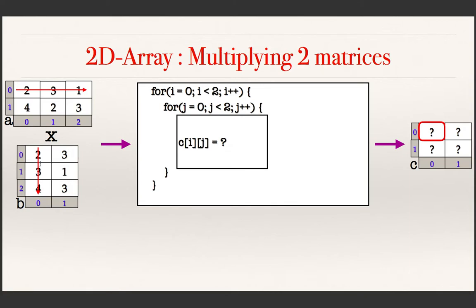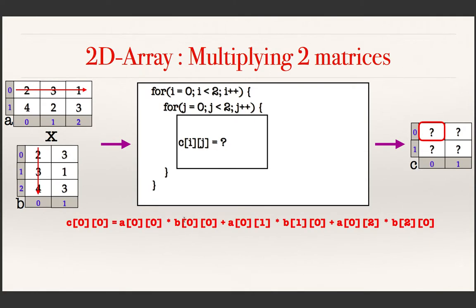It's 2 into 2 plus 3 into 3 plus 1 into 4. And if you write that in terms of indices, it's A00 into B00, plus A01, which is this element, into B10, which is this, and the next product is this element into this element, that is A02 into B20. Yeah, so that is how you will find the first element.